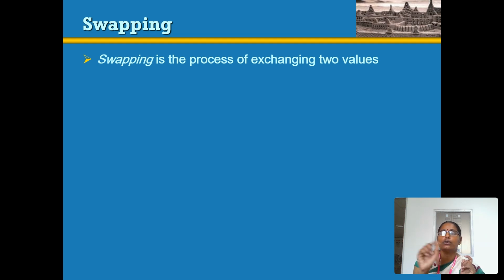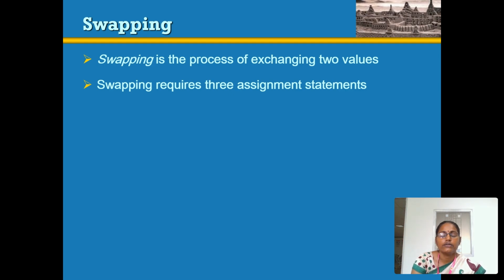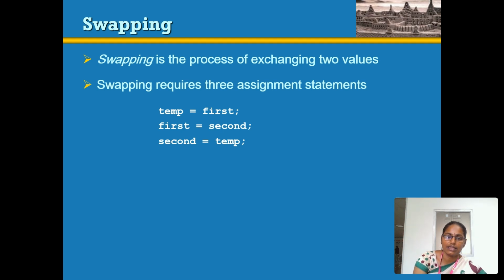For example, R equal to L means the L value is stored in R, then the R value will be displayed as an L value. Swapping is a process of exchanging two values. Swapping requires three assignment statements: temp equal to first, then first equal to second, second equal to temp. That is, the first value is stored in temp, the second value is stored as the first value, then temp is stored as the second value. Then it displays the swapped list.